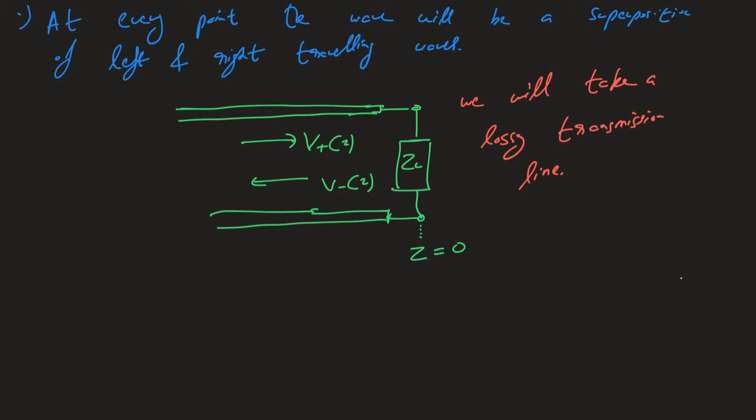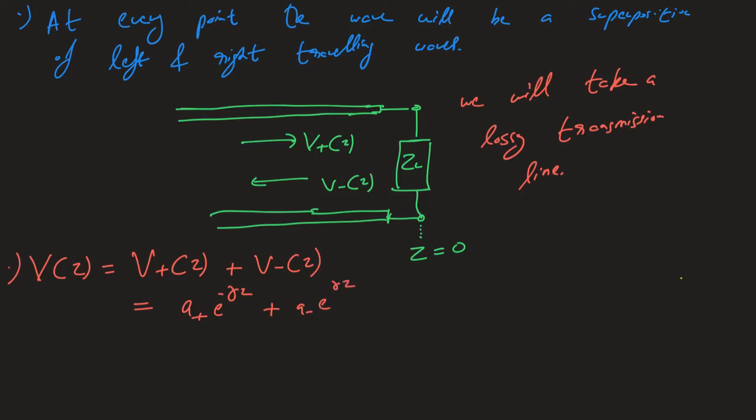So at every point, v of z becomes equal to a superposition of v plus of z plus v minus of z, the forward and backwards traveling waves. So v of z becomes equal to some amplitude a plus, which is the amplitude of v plus of z, times e to the minus gamma z, where gamma is a propagation constant, plus a minus e to the plus gamma z.